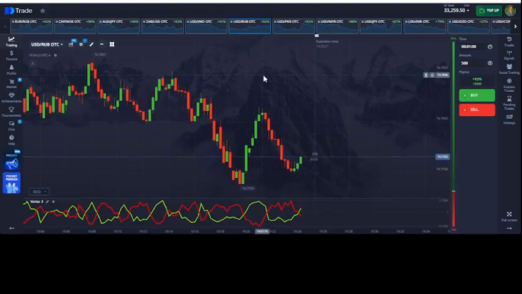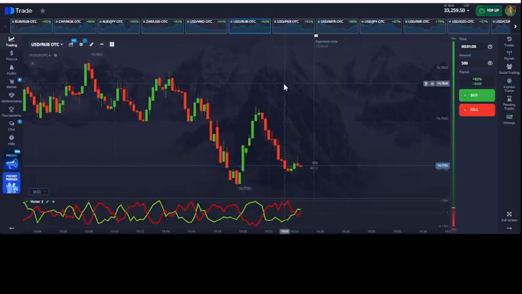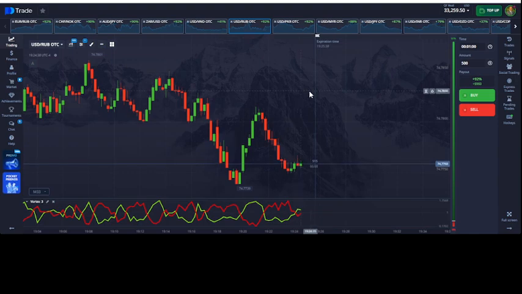And in order to be able to grow your account, your win rate has to be at least 66%, or 2 out of 3 trades. So for every 3 trades you take, 2 of them have to be in the money in order to grow your account.